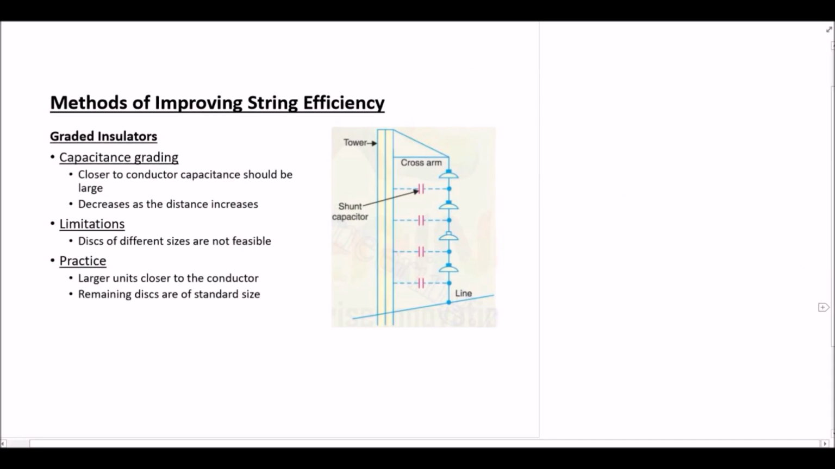In the second method, we have graded insulators. For instance, in this example, we have 4 discs: 1, 2, 3, and 4. What we do is capacitance grading. The capacitance of the disc that is closest to the conductor should be the largest, right? And the capacitance of the one that is closest to the grounded tower is smaller. So why do we have to do that?